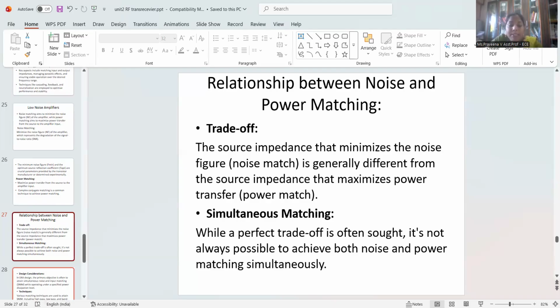So a real-time example: the mobile phone receiver. In a 5G smartphone receiver, the incoming signal from the antenna is very weak, so engineers have to prioritize. What do they prioritize? First, power matching, that is, more power enters the amplifier but additional noise may be introduced. Noise matching, that is, less noise is added and it will improve the receiver sensitivity.